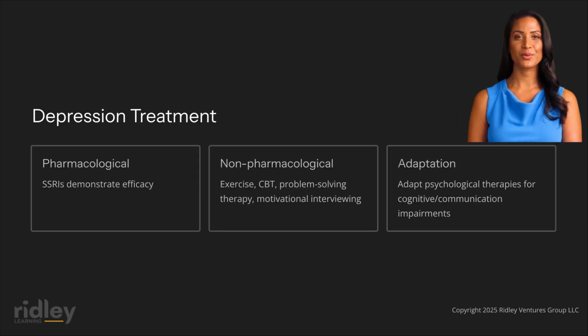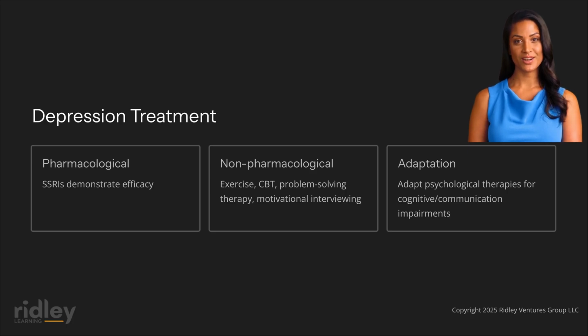The evidence base for post-stroke depression treatment encompasses both pharmacological and non-pharmacological approaches, with integrated treatment programs often combining multiple modalities. Antidepressant medications, particularly selective serotonin reuptake inhibitors, have demonstrated efficacy for post-stroke depression in multiple trials, though concerns regarding side effects, drug interactions, and potential effects on stroke recovery warrant careful consideration in treatment selection.